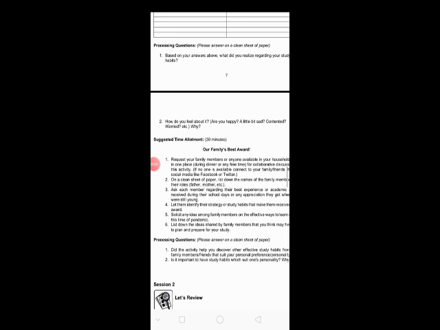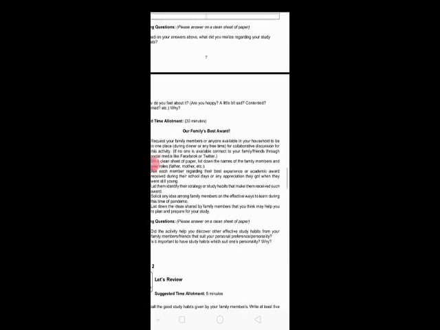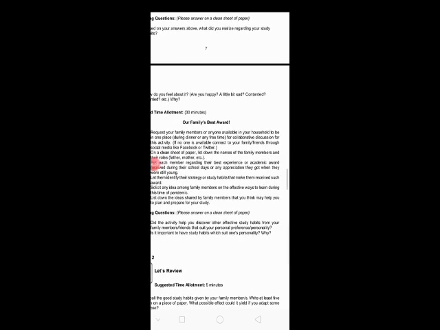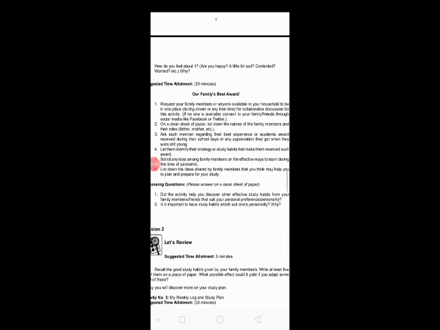So in this activity, you need a collaborative discussion with your family members, okay? So request your family members or anyone available in your household to be in one place for collaborative discussion for this activity. If no one is available, you can do it virtually, online, through chat or video call or Zoom or Google Meet, as long as you are together, as long as you communicate all together.